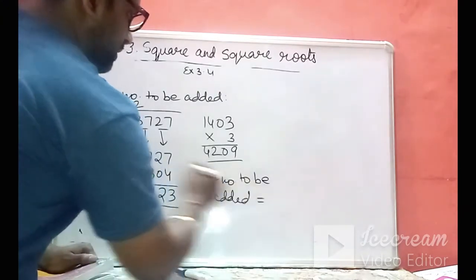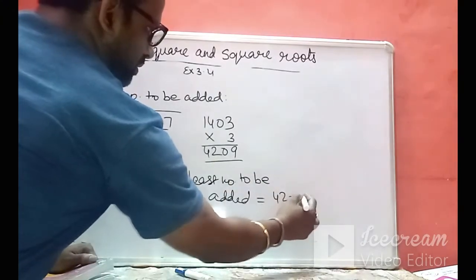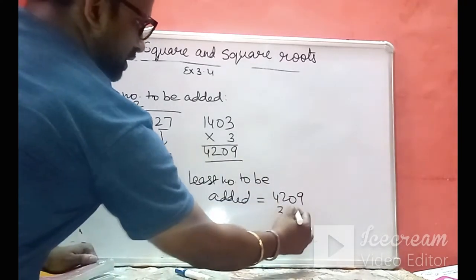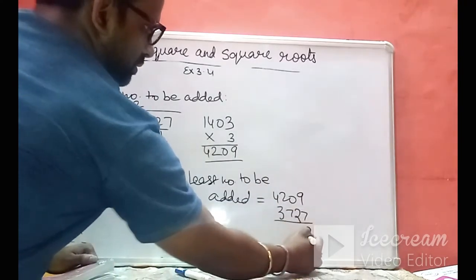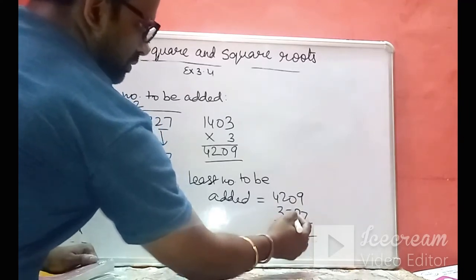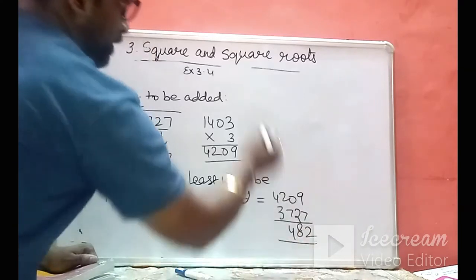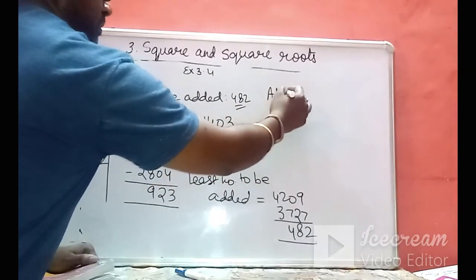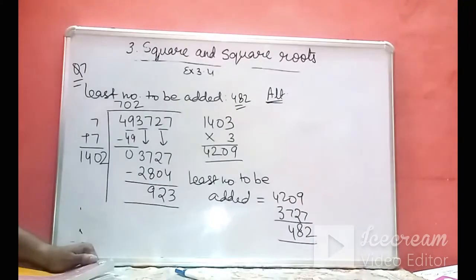So what will be my answer? I will subtract this number from this number 3727. So 482 is my answer. Or an alternative method. What can be the alternative method?